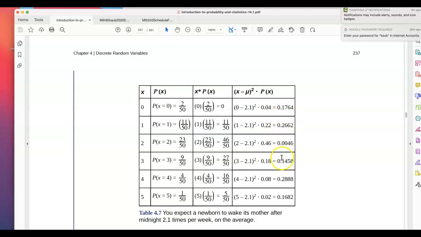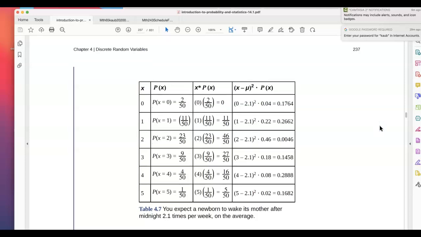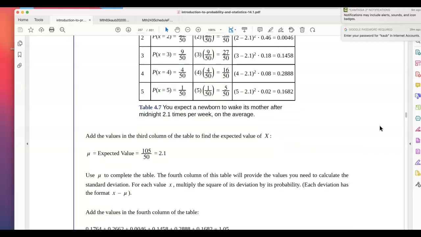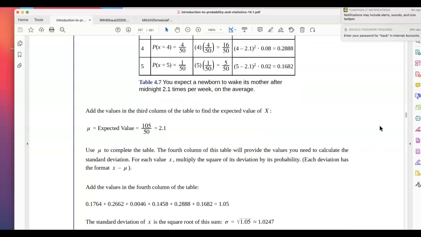They did it again for each one of these values. They got all these 6 numbers. You add those 6 numbers up, and then take the square root of that sum to get the standard deviation. Okay? All right, and that's what they did here.